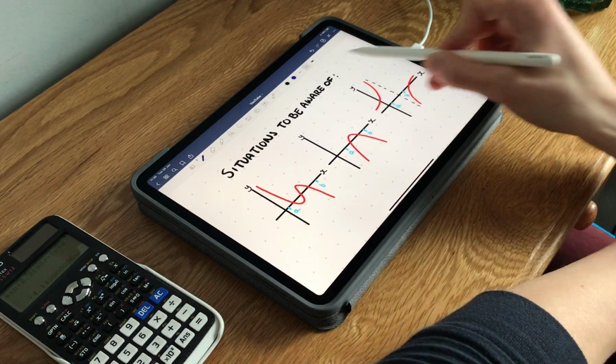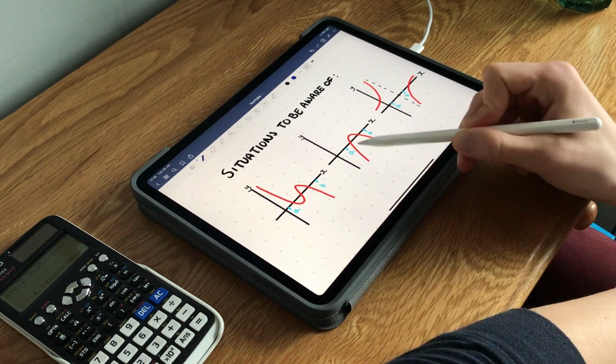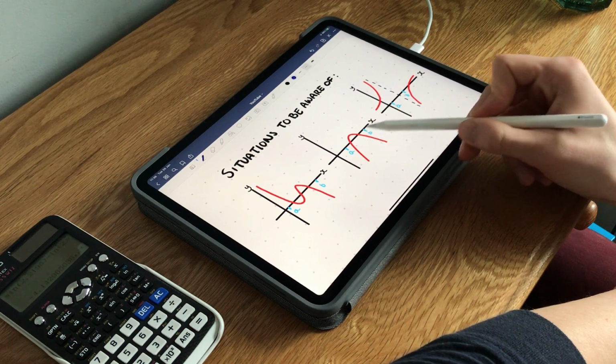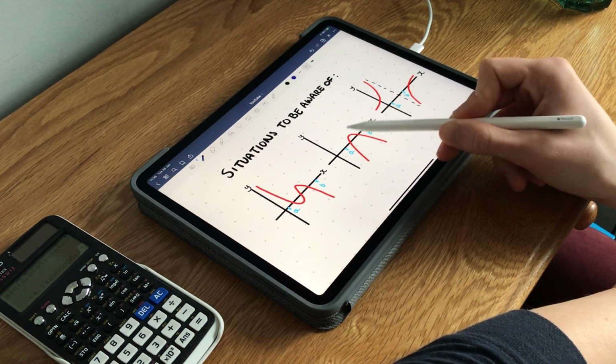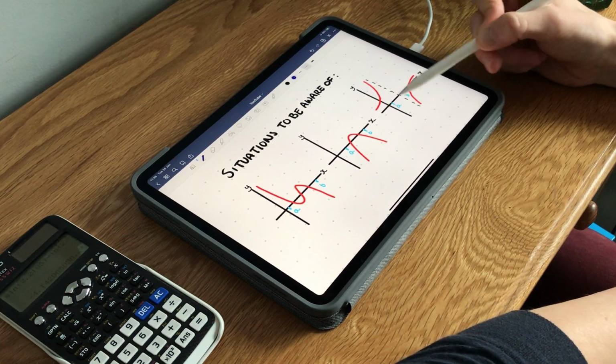So here I have some situations to be aware of. This one here, we actually have 3 roots between the interval. This one, you have 2 roots between the interval, but because there is no sign change between a and b, you might think that there's no roots between them. And here, there is a sign change between a and b, but there is actually no root between them.